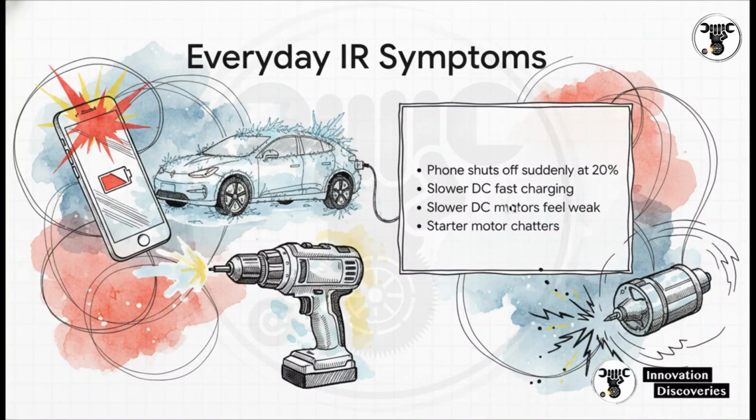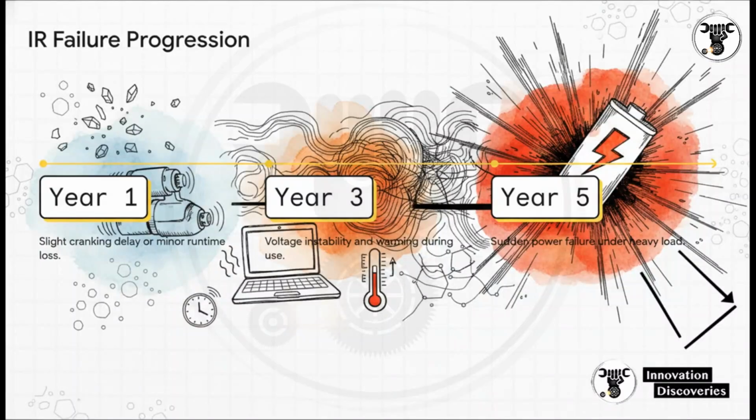An EV losing major range in the cold or taking forever at a DC fast charger? That's cold-induced resistance fighting the power flow. A power tool that bogs down or a starter motor that just rapidly chatters with a click but no crank? That is the sound of massive voltage drop stealing your power. To the user, total pack death usually feels totally out of the blue, but chemically, it's a progressive physical decline.